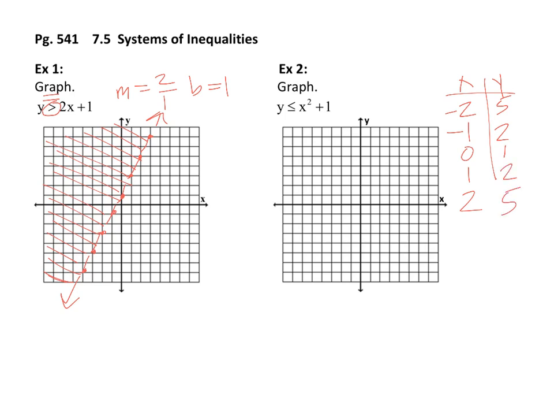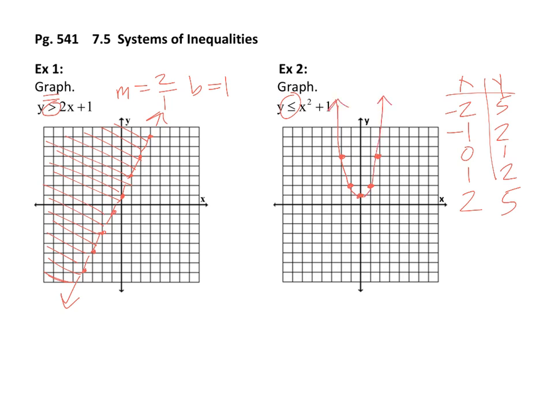Alright, plot my points. Negative 2, up 5; negative 1, up 2; 0, 1; 1, 2; and 2, 5. Now, is my parabola dashed or solid? Because there's an equal sign here, it's solid. So a solid line is used for the curve.